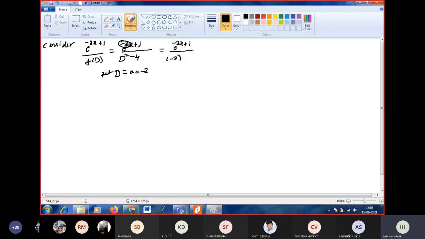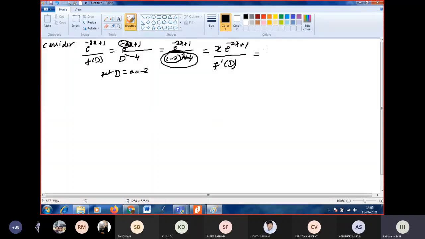What is minus 2 whole square? 4. 4 minus 4 is what? 0. Now we got denominator 0. If the denominator is 0, multiply the numerator by x, then consider the derivative of the denominator as f dash of D.